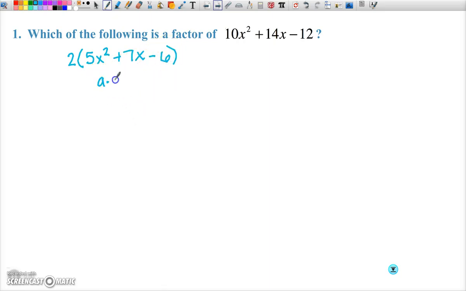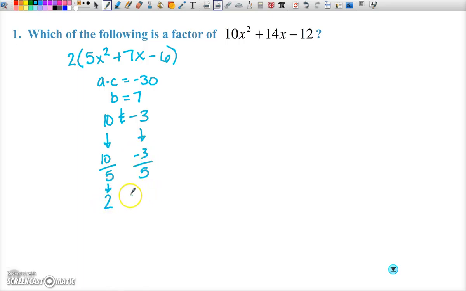Then from here we do our a times c to get negative 30. We list our b term, which is 7. And in this case, two numbers that will multiply to give us a negative 30, add to give us a positive 7, would be a positive 10 and a negative 3. But then we need to divide by our a term. So we take our 10 divided by 5 and take our negative 3 and divide it by 5. And simplify if you can. The negative 3/5 you cannot, but 10 divided by 5 is 2.